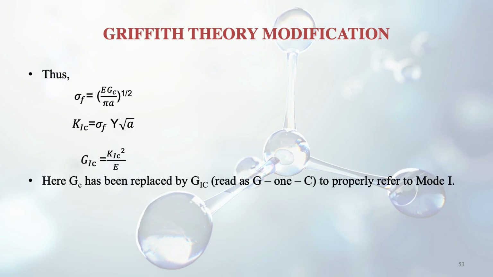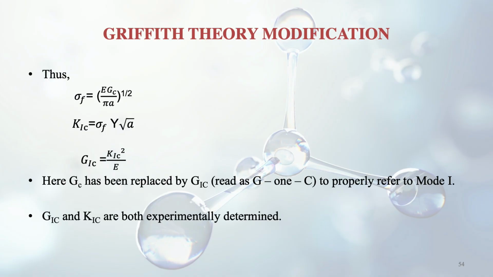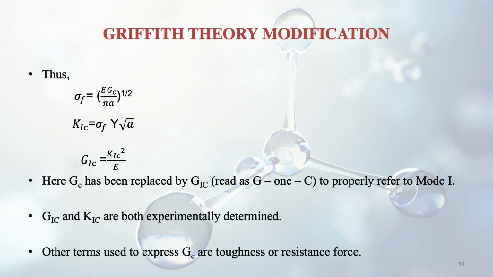Here GC has been replaced by G1C, which is read as G1C actually, to properly refer to mode 1. That is mode 1 we have studied in the previous session, how the fracture takes place. There were 3 modes, mode 1, 2 and 3. So G1C and K1C are both experimentally determined, and other terms used to express GC are toughness or resistance force. So this GC actually is representing the toughness or resistance force.